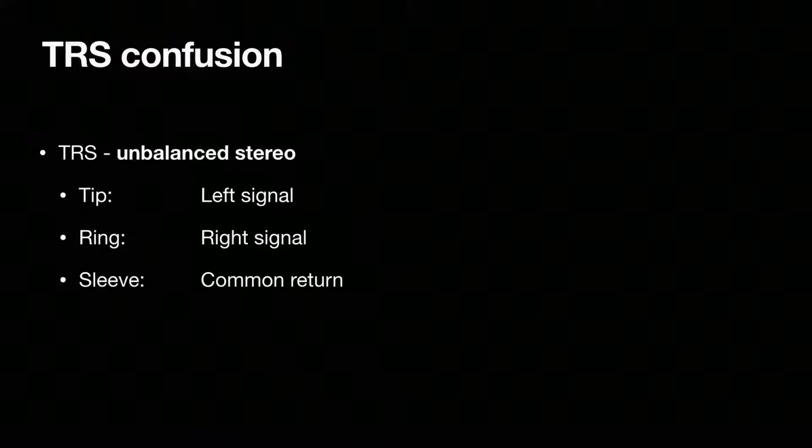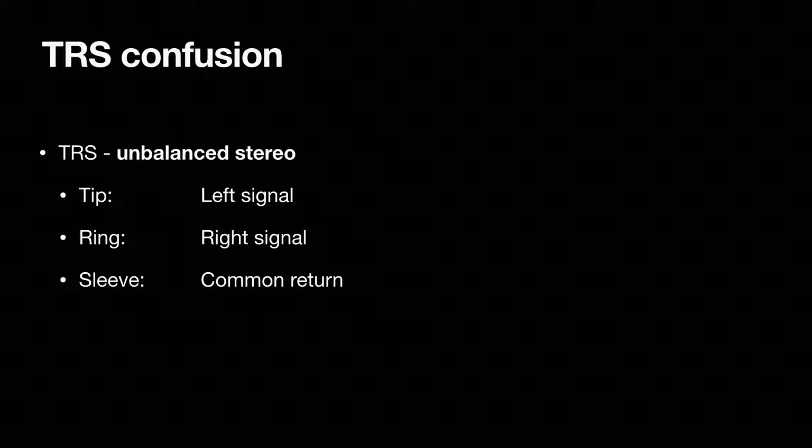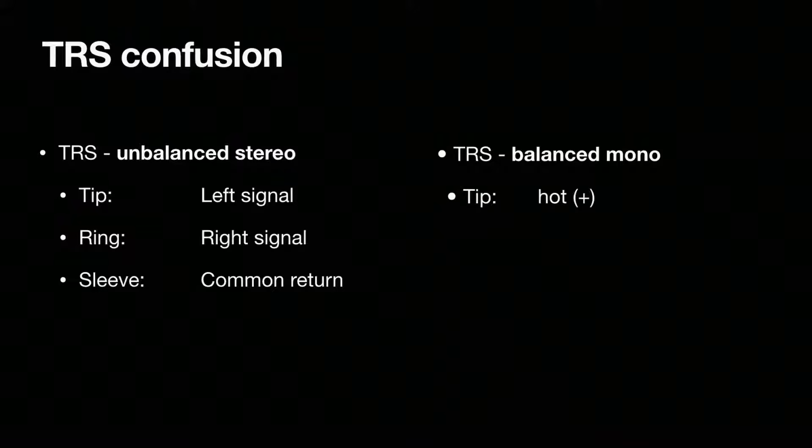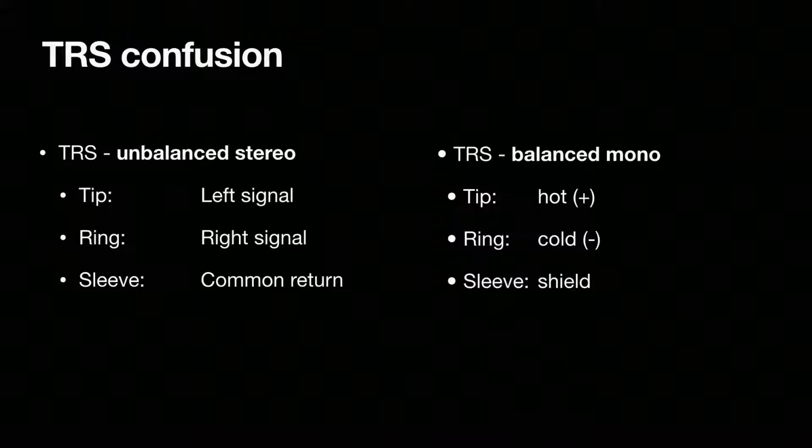TRS can be a balanced mono one-channel signal. And it can also be, as Alex said, a stereo unbalanced signal. And that can cause some real confusion for people. So if we look at the TRS, when it's unbalanced, the tip is the left signal, the ring is the right signal, and the sleeve is the common ground. But when it's balanced mono, the tip is the hot, the ring is the cold, and the sleeve is the shield.